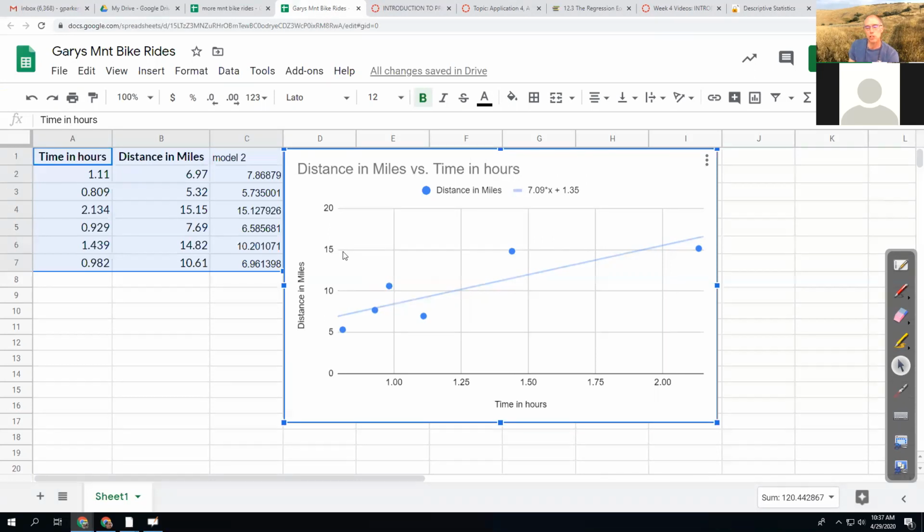To extrapolate means to look outside of the data. So that would mean to pick a ride time of less than 0.8 hours or more than 2 hours. To pick a distance that's less than 5 miles or more than 15 miles would be to extrapolate. So I'm just going to think about that for a moment.